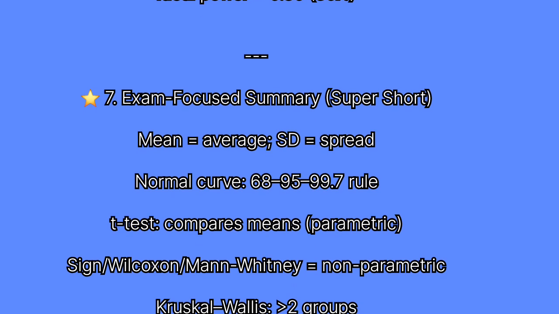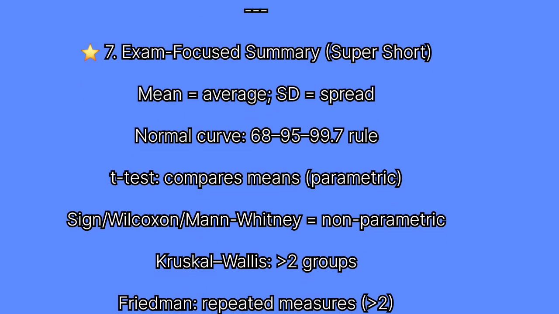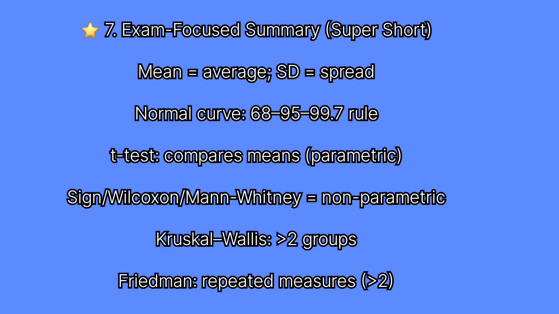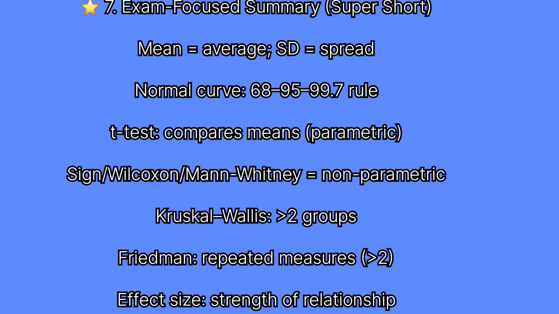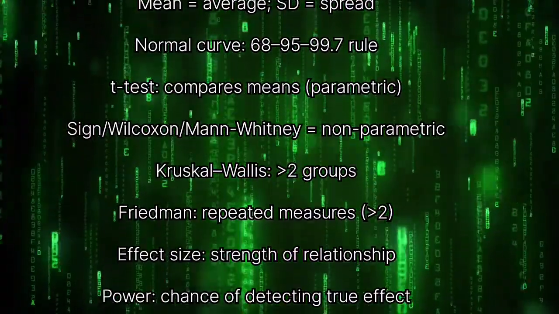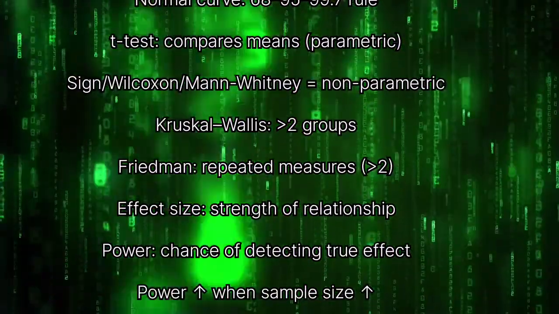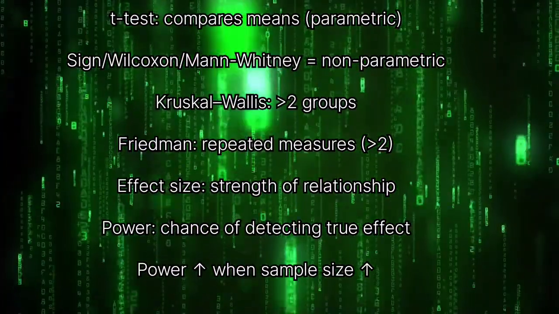Exam focus summary, super short. Mean is average, SD is spread, the normal curve has the 68-95-99 rule, the t-test compares means, parametric. Mann-Whitney is non-parametric, Kruskal-Wallis is for more than two groups, Friedman is for repeated measures, effect size is the strength of the relationship, power is the chance of detecting a true effect, and power rises when sample size rises.